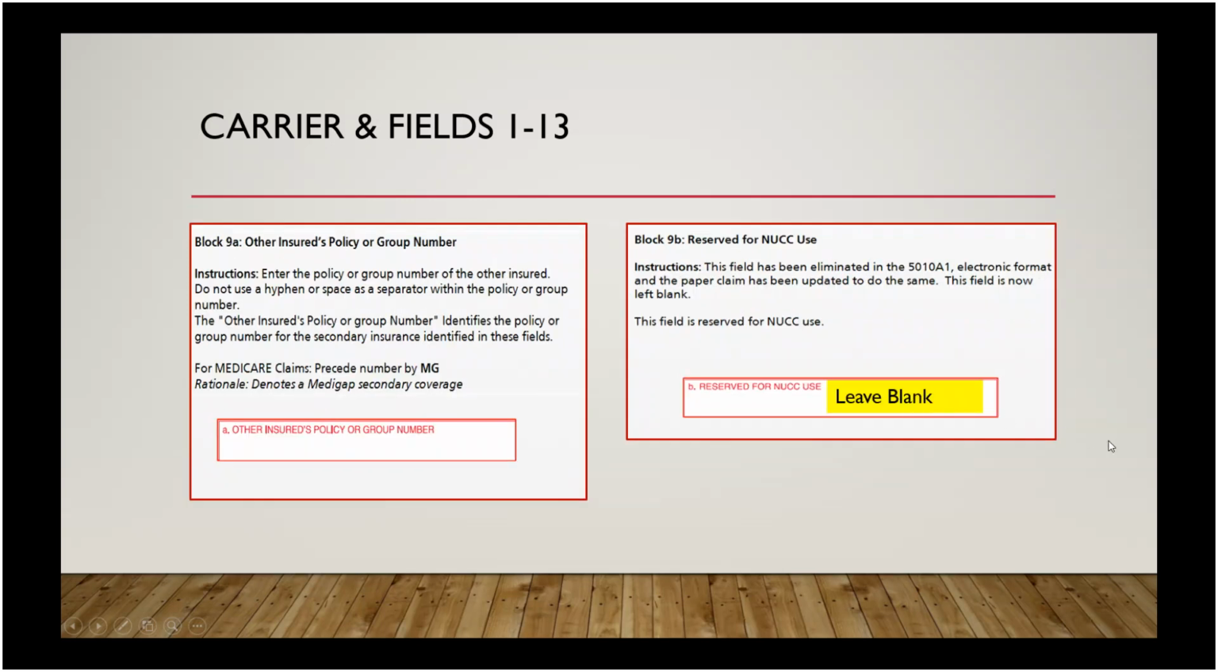Block 9A. The instructions here: enter the policy or group number of the other insured. Again, do not use hyphens or spaces as separators within the policy or group number. The other insured policy or group number identifies the policy or group number for the secondary. And then for Medicare claims, you're going to precede the number with MG. Rationale: it denotes that Medigap is secondary coverage. 9B, again, you're going to leave it blank unless you have specific instructions to fill that out.